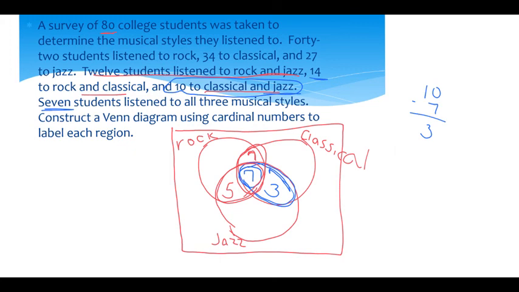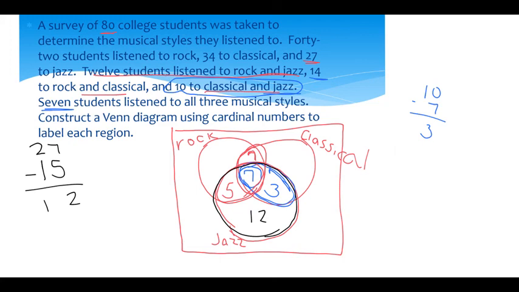Okay, now we keep going back. We have 27 that listen to jazz. So really what I want to look at is this whole circle for jazz. This whole big circle. I already have 5, 7, and 3 listed. So that's 15 people that are already on there for jazz. But 27 total liked jazz. So if I'm going to do 27 minus 15, that's going to give me 12 that only liked jazz.